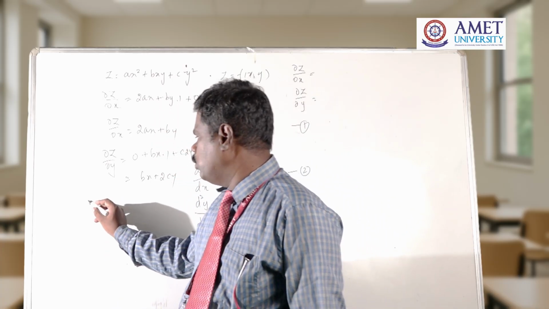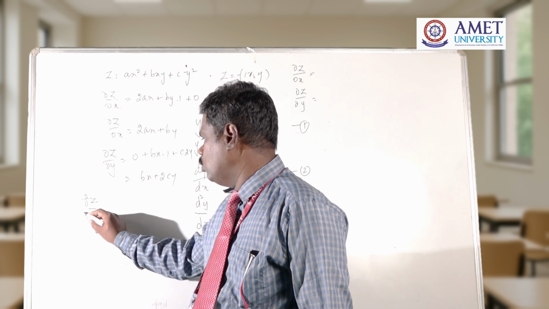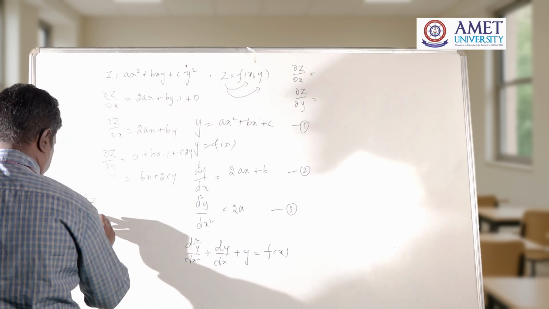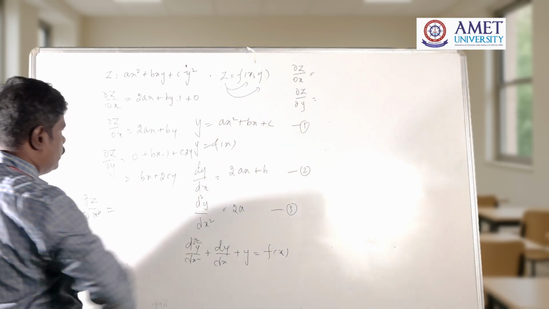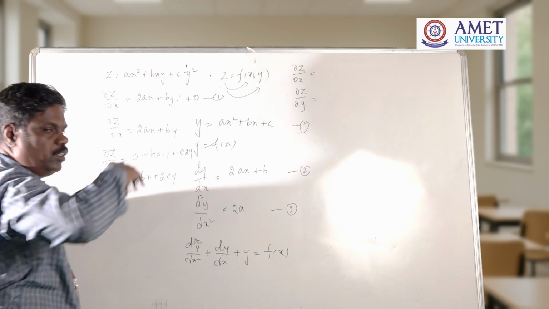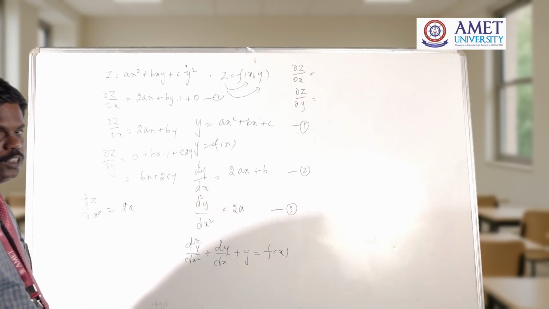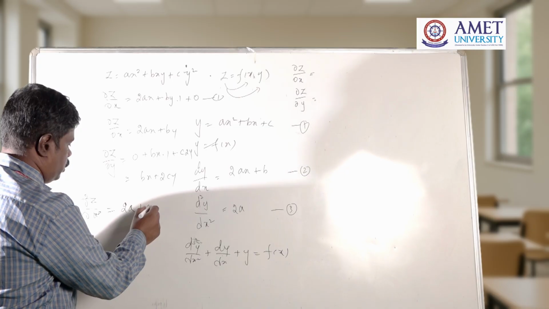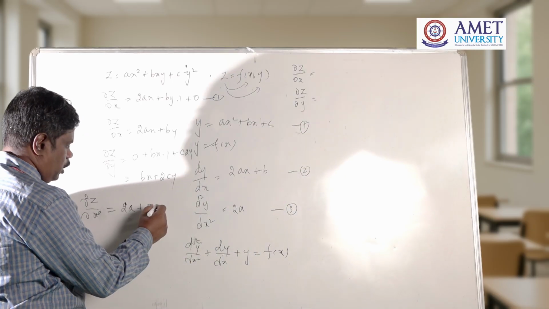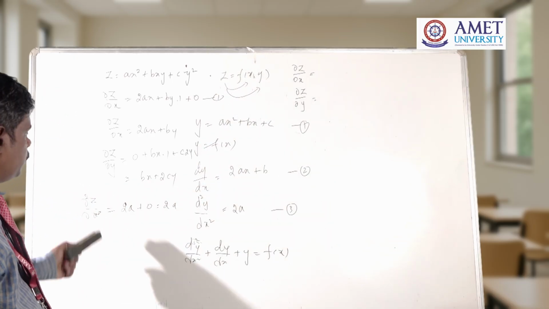Now we can find one more derivative, that is the second derivative, dou squared z by dou x squared. Again differentiate equation 1 with respect to x. This is 2a, and this is 0. Why is it 0? Because there is no x; it is only a function of y. So this is 2a. This is the second derivative with respect to x.